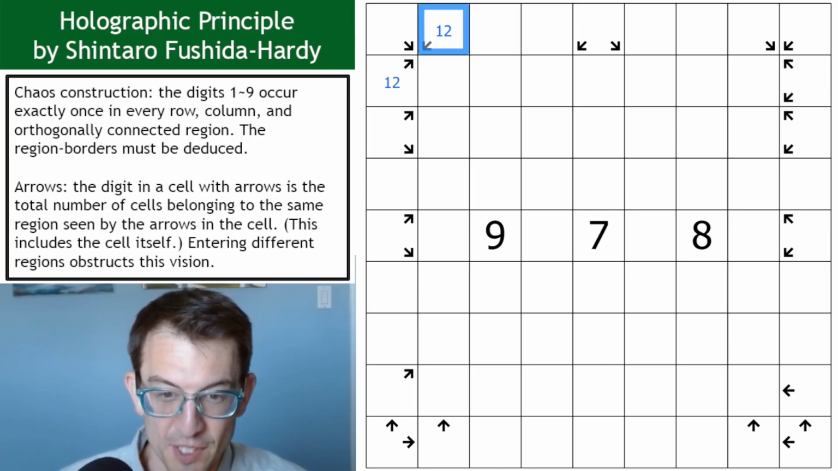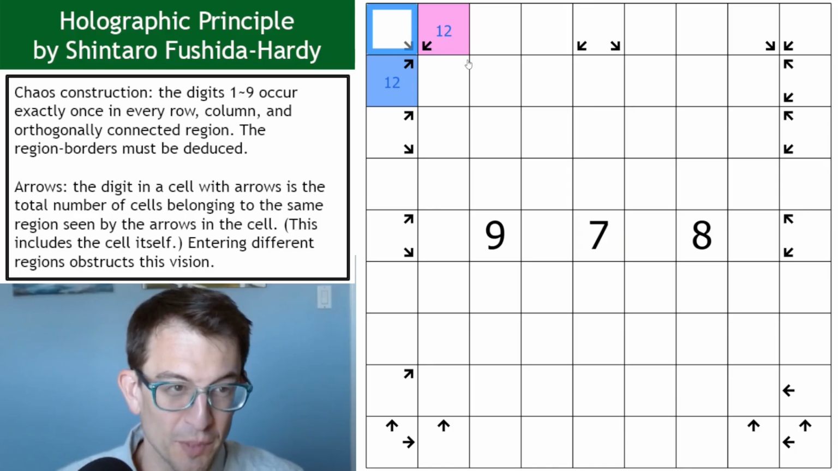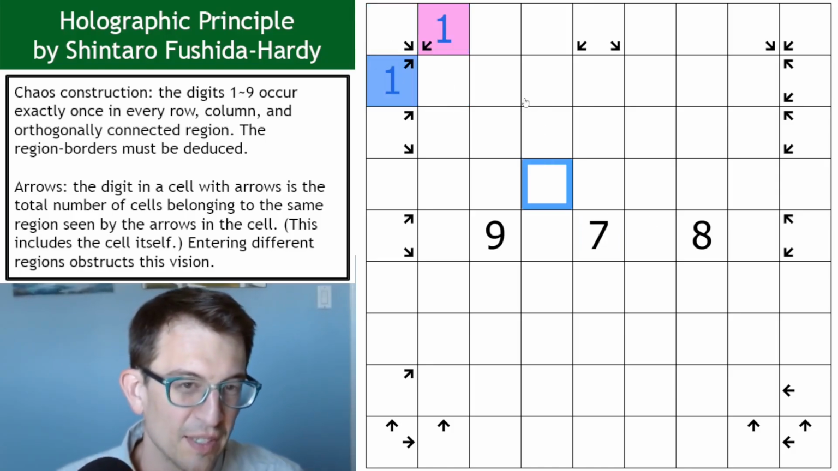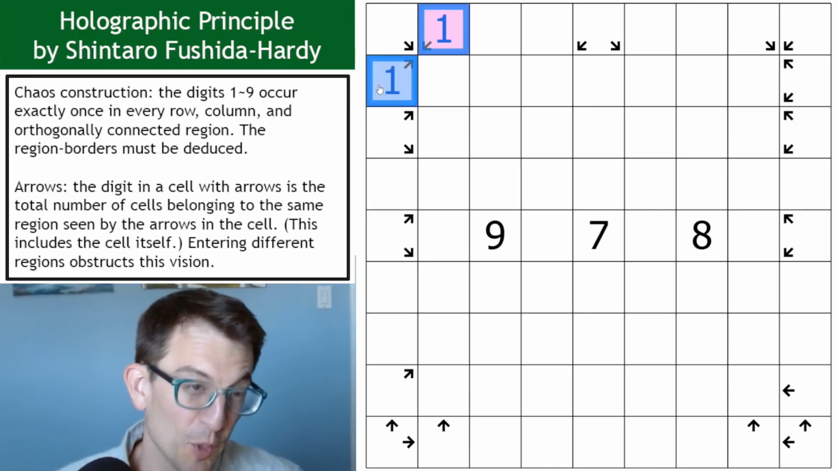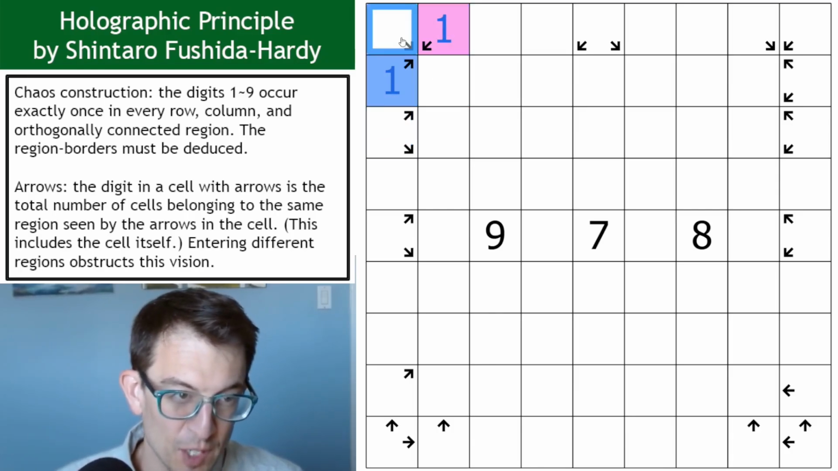So I'm going to call this pink, and I'm going to call this blue. Those are different regions. This is going to be either pink or blue, but I don't know which one. And these are both going to be 1. Because otherwise, if these were the same region, they would both be 2, which breaks. They can both be 1 because they're in different regions, and they're not in the same column, and they're not in the same row.